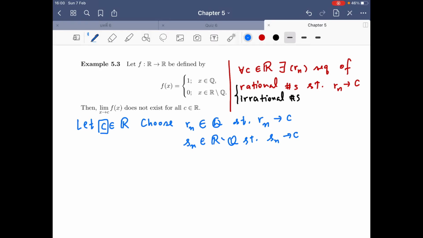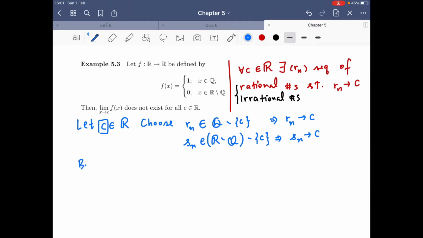Since c is in R, to be exact, we don't need c itself, because we don't even know whether c is rational or irrational. However, we can choose this kind of sequence that still goes to c, and also this sequence that also goes to that point c as a real number.